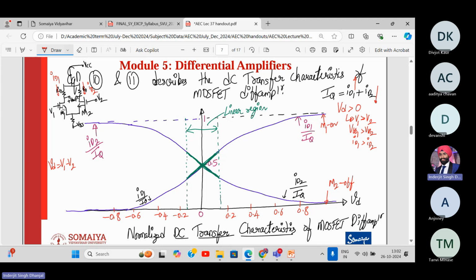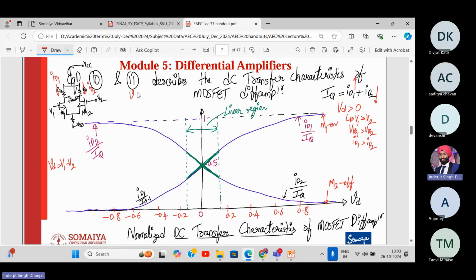So transistor M1 is on and M2 is fully shut off. Agree? Students, you are saying yes or no? Yes. So here, the M1 transistor carries the entire current in the circuit, and the M2 transistor is almost off, saturated. Okay.